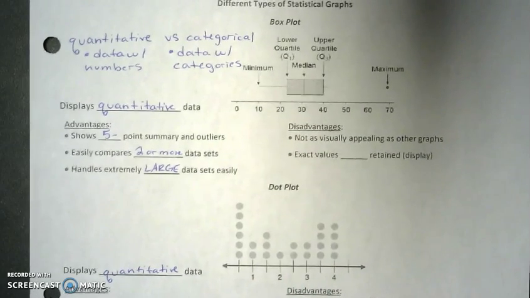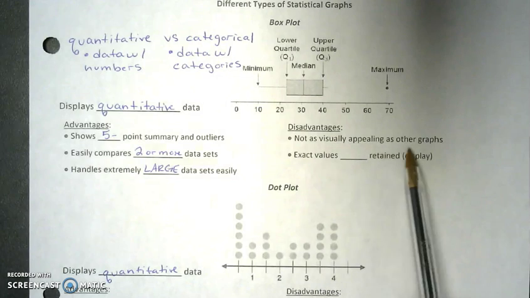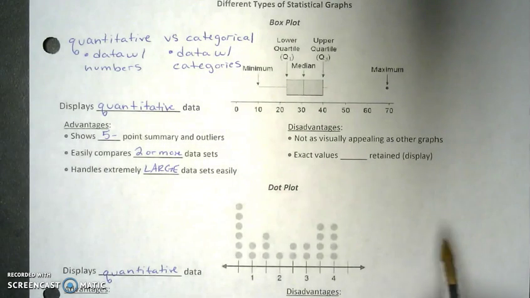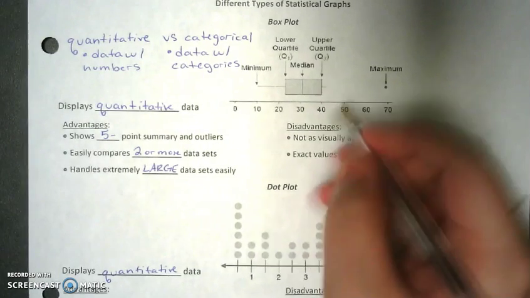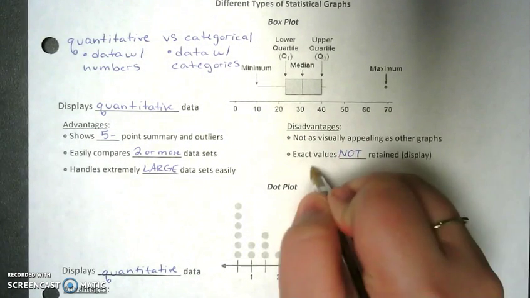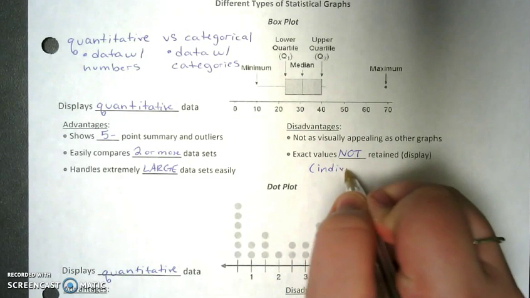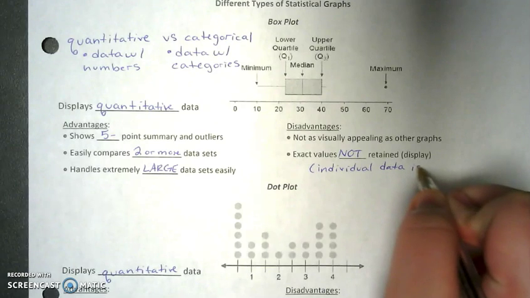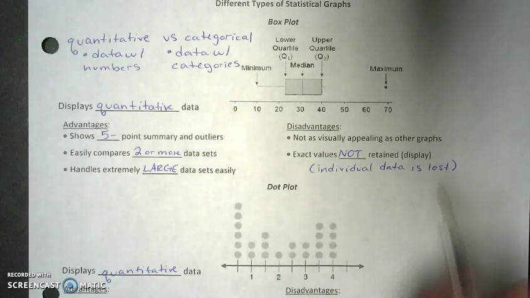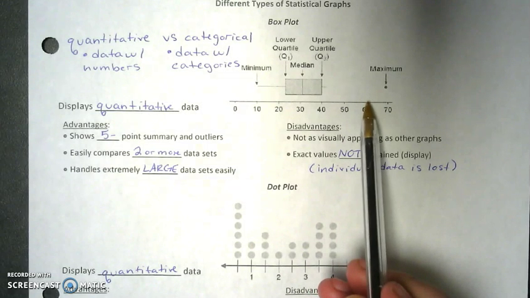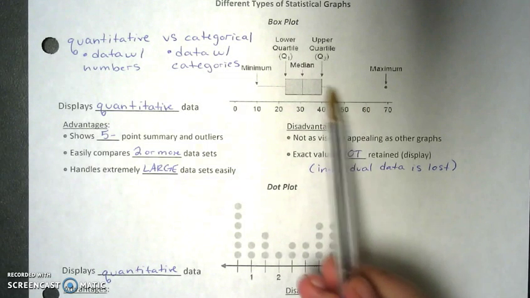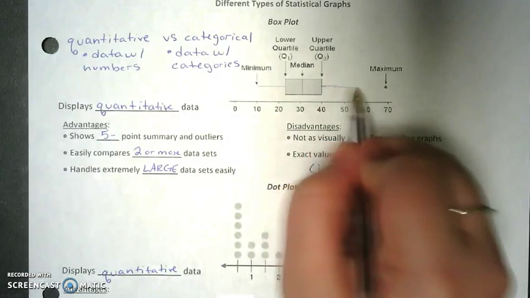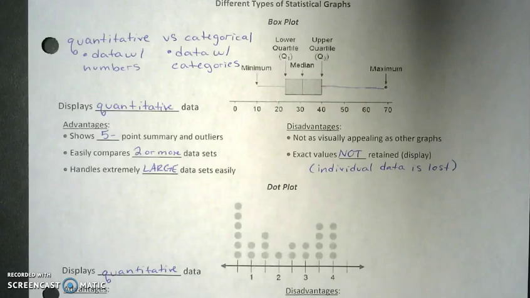Now that's also one of its downfalls. One of them is that it's not very appealing to look at. And the other one is that you can't account for the exact values. So the exact values are not retained. So in this case, individual data is lost. So we have no idea if they had 20 numbers to make this box and whisker plot. We have no idea if there was 500. So that's the only thing.